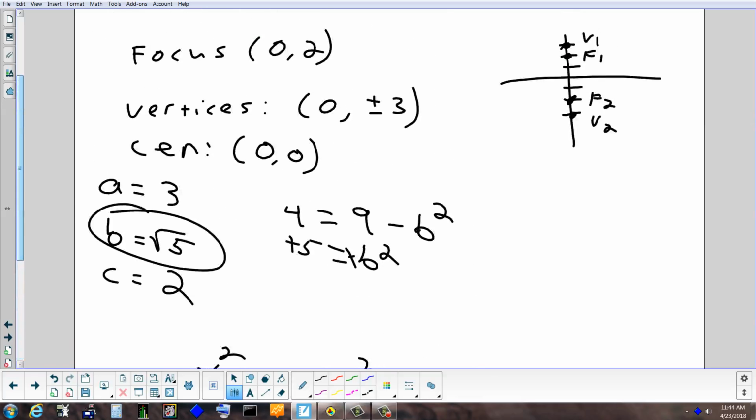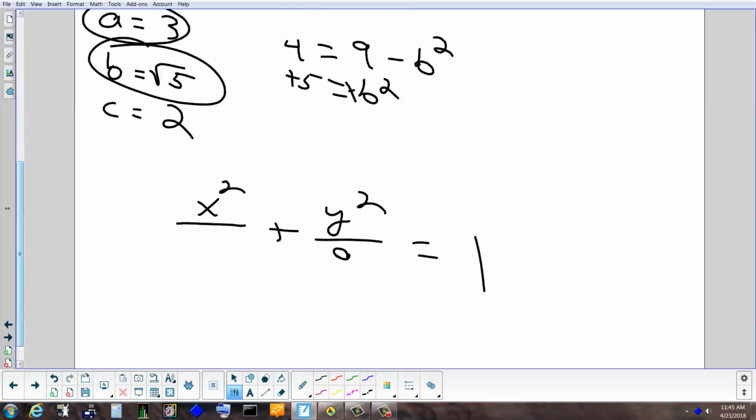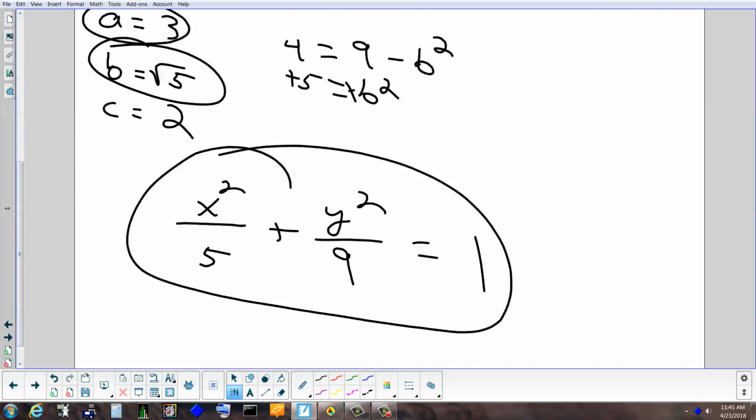For now, can you just tell me where the bigger number would go? Look at my sketch. Everything is lined up vertical. That means the major axis is vertical. If you want that to happen, put the bigger number under y. A squared is the bigger number. So 9 goes under the y. B squared goes under the x. So what's B squared? 5. And that's your equation.